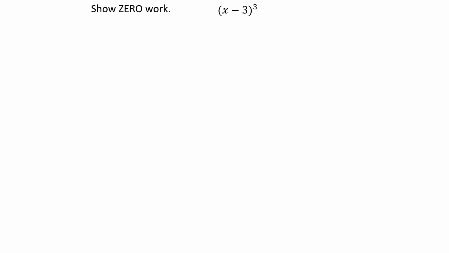Again, I know I'm going to start with 1x to the third. Then I'll need to do 3 times negative 3. Then I'll need to do 3 times negative 3 squared. And then I'll need 1 times negative 3 to the third. Notice that when there's a negative inside the parentheses, we alternate positive, negative, positive, negative. And so it looks like it's TTT.